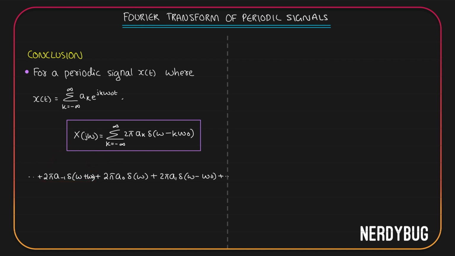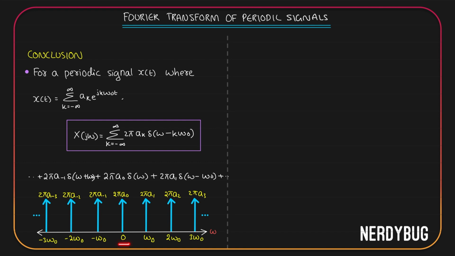If we plot this on a graph, it will look like this. At omega equal to 0, we have an impulse whose magnitude is 2 pi a naught. At omega is 1 omega naught, we have an impulse. Its magnitude is 2 pi a1. At omega equals 2 omega naught, we have an impulse whose magnitude is 2 pi a2. On the other side, when omega is minus omega naught, we have an impulse whose magnitude is 2 pi a minus 1. So what we get here is a train of impulses.